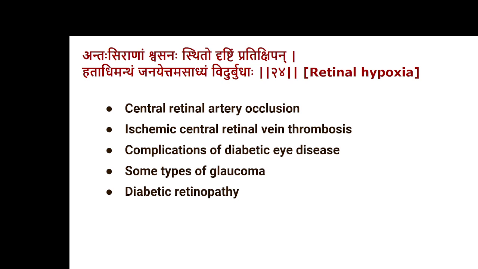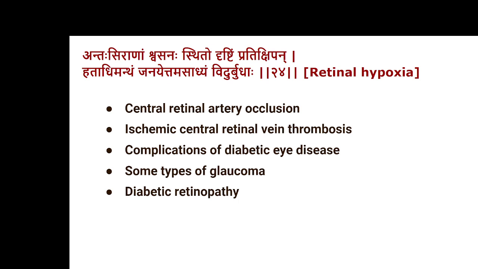Then the next condition is hatadimantha. I would consider this as one of the varieties of hatadimantha mentioned by Sushruta: antaschiranam shwasanasthito drishtim pratikshipan hatadimantam janayatam asadhyam vidurbudaha. Hatadimantha is a situation where the sira, the blood vessels within the eye, are affected, which affects the vision. That is exactly retinal hypoxia of the retinal structure. That's considered as hatadimantha, Siraja hatadimantha, mentioned by Sushruta.